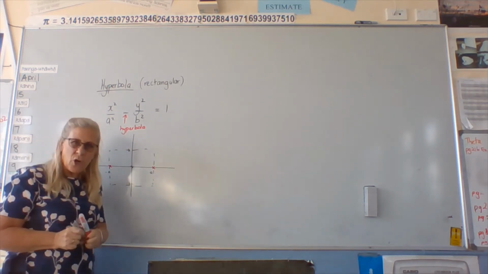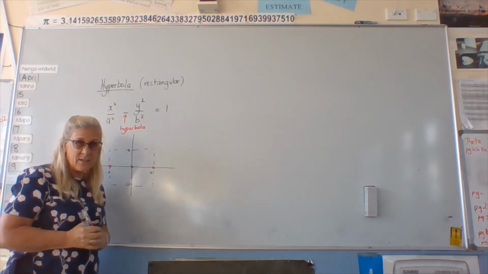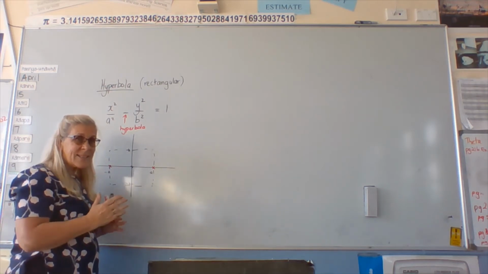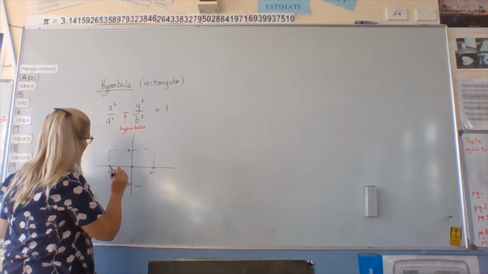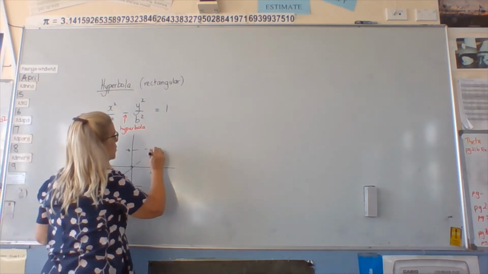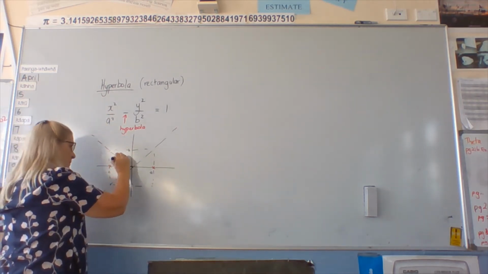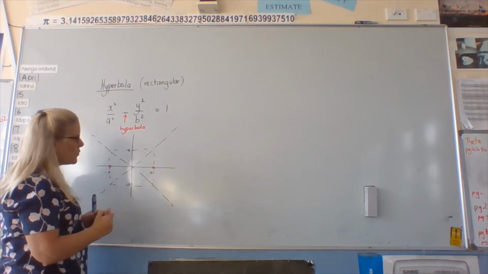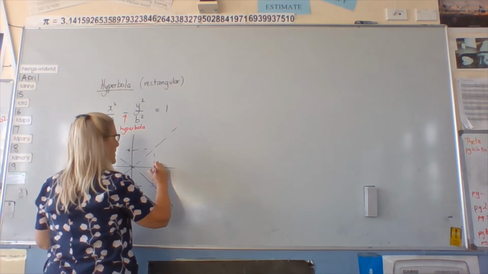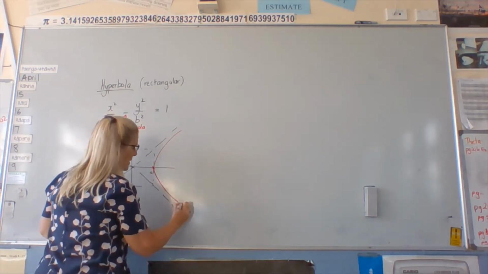But we've got asymptotes. Remember what asymptotes are? Right, they're lines that our graph goes towards but never touches. So the asymptotes are through the corners of this rectangle. So those are our asymptotes. So when we draw our graph needs to look like this.